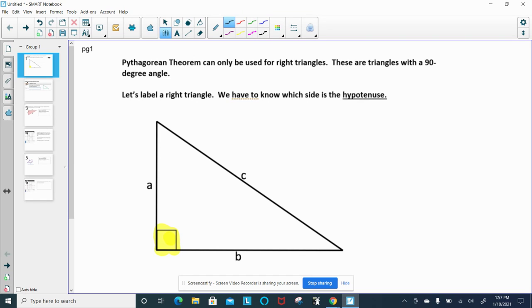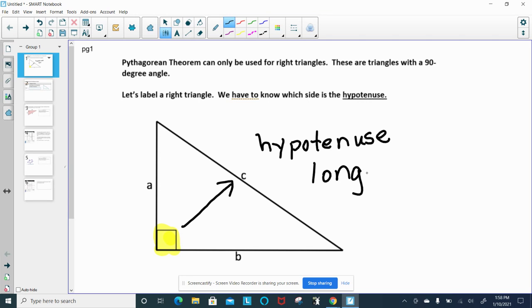Now, in a right triangle, we oftentimes have, or all the time actually, have a special side called the hypotenuse. And the hypotenuse is opposite from the right angle. I'm going to label it. That's the side that has the C on it. And the hypotenuse is the longest side. And that makes sense because it's opposite the biggest angle. So it will be the longest side because the big angle is creating a longer side. It's important that we know which side is the hypotenuse.